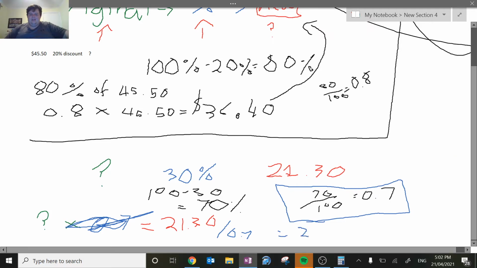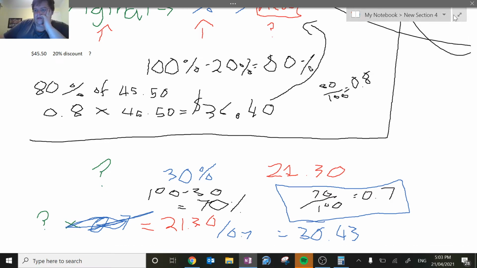Right? So this is our green value. I stuffed up with the wrong color, but it's okay. $30.43 was the original price, right? So that's kind of similar to before. And I'll write down all these formulas for you at the end, just in case you're not too sure.